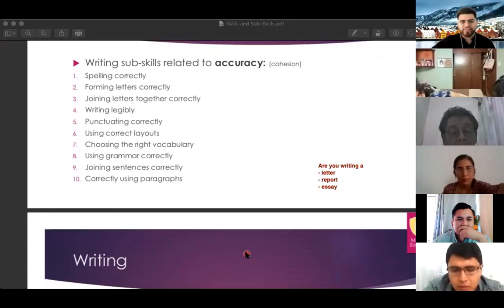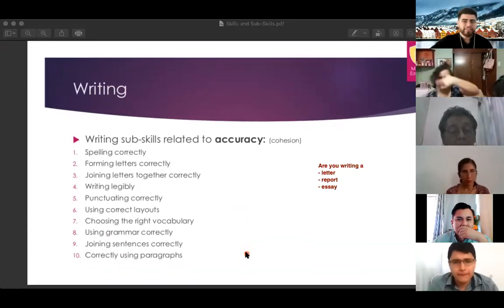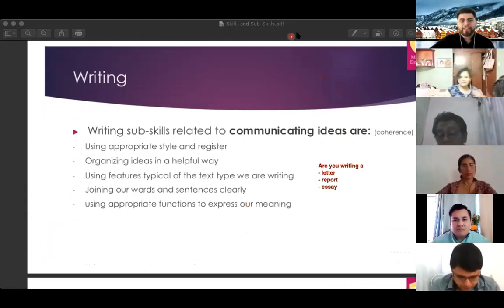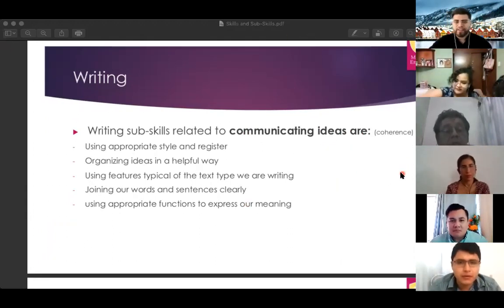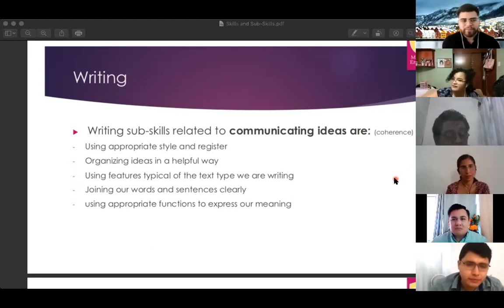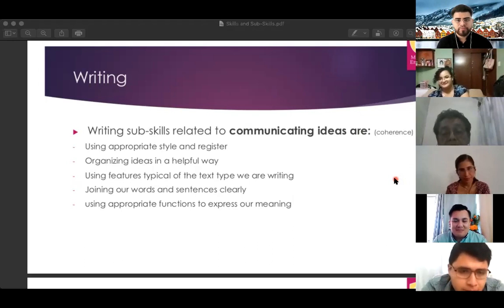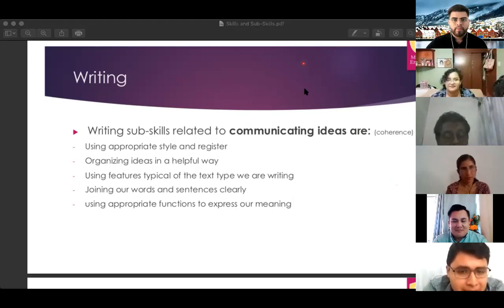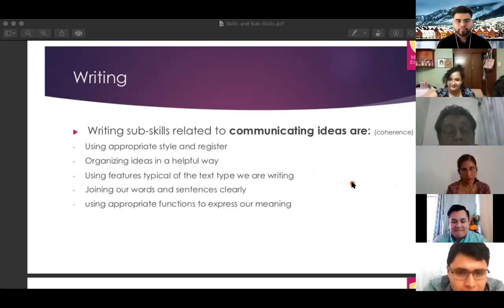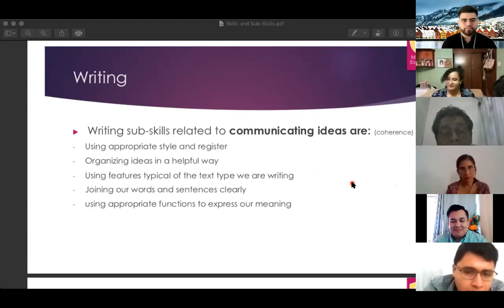Now let's go to the other soft skills. Can I move on? And these are the soft skills for communicating ideas. Mr. Melgar, could you read this, please? Writing soft skills related to communicating ideas are, in parentheses, coherent. Using appropriate style and register, organizing ideas in a helpful way, using features typical of the text type we are writing, joining our words and sentences cleanly, using appropriate functions to express our meaning.